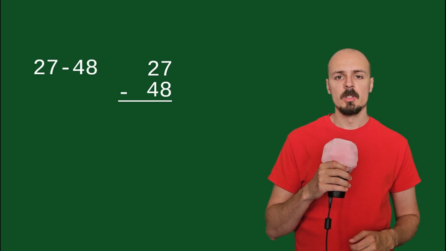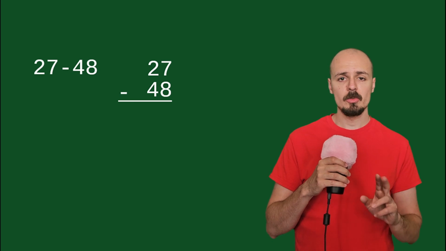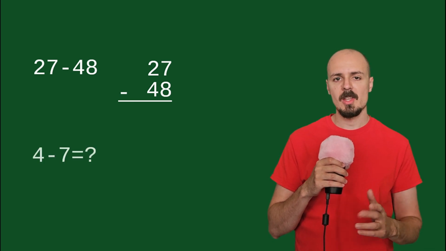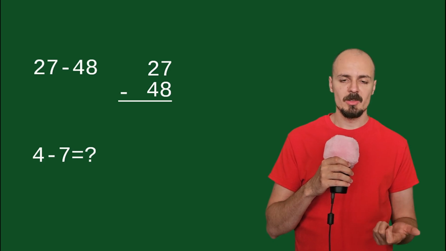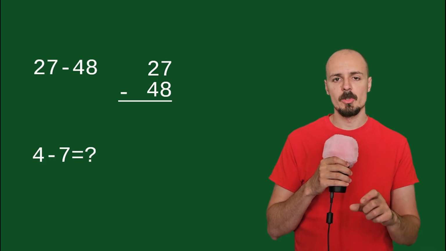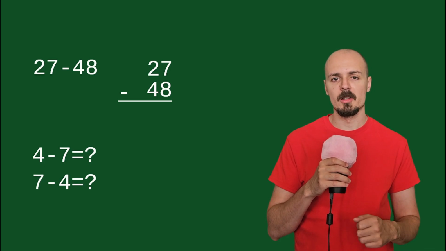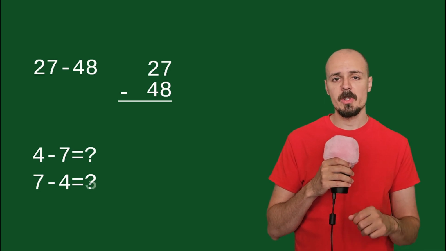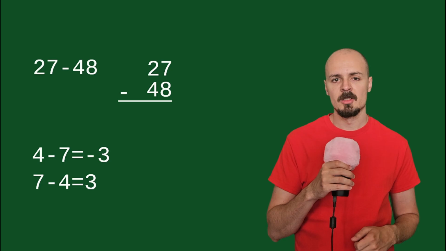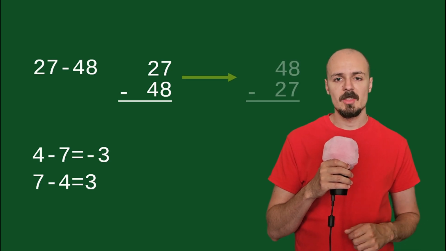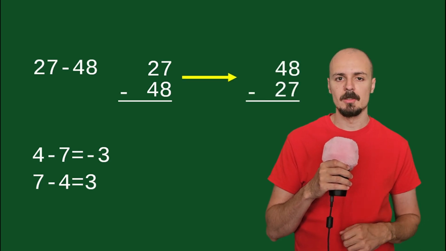But if you don't remember, we established that if you subtract two numbers, say 4 minus 7, the answer you get will be the opposite of the answer you get when you subtract those numbers in the opposite order, like 7 minus 4. In that case, you get an answer of 3, so in the original question, you get an answer of negative 3. So let's try to subtract these in the opposite order and see what we get.